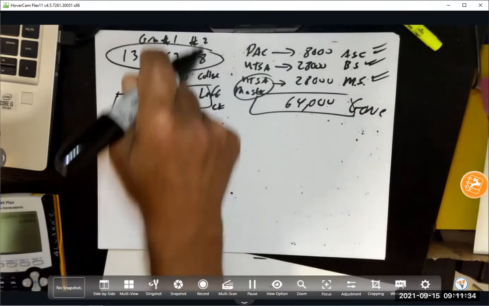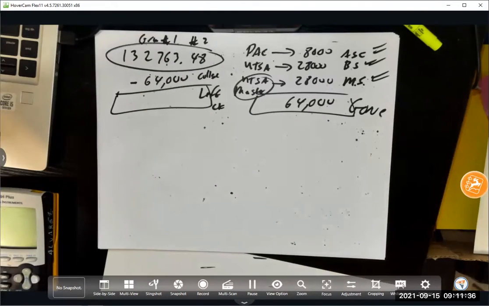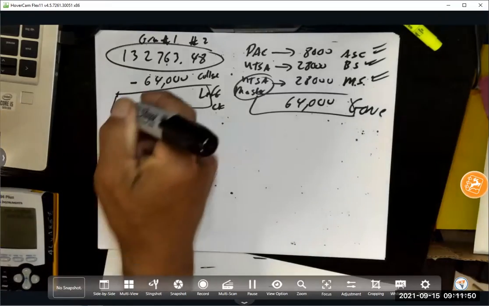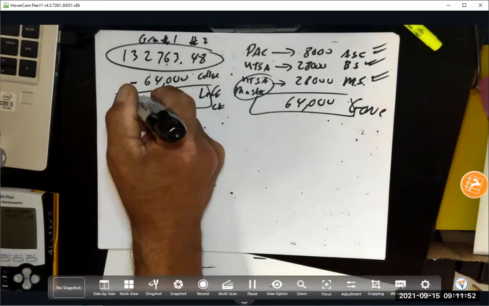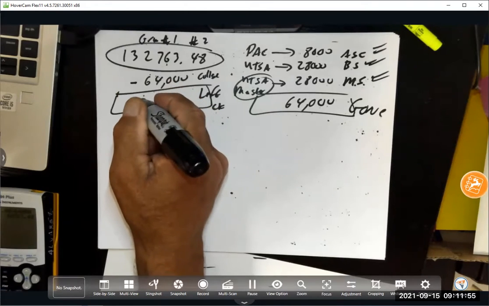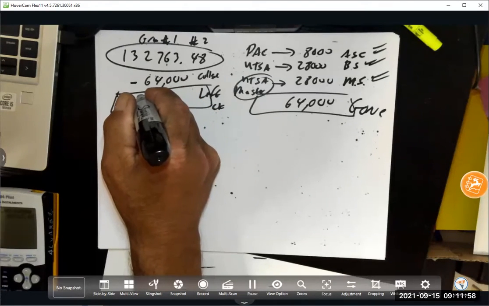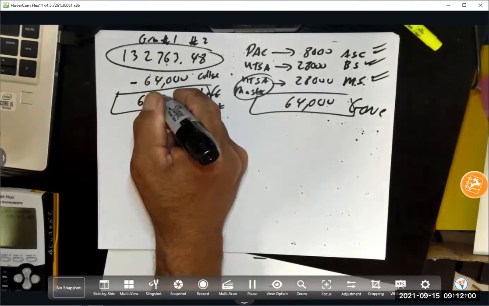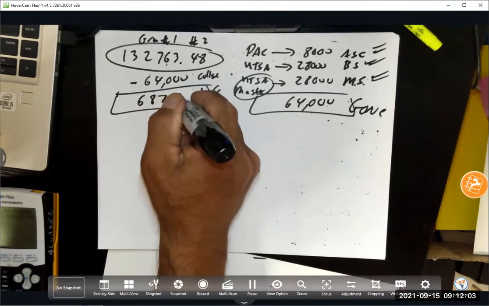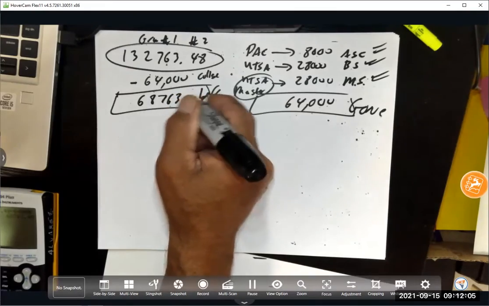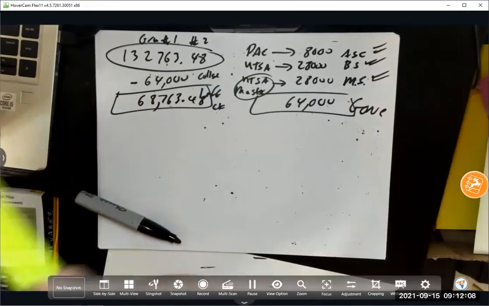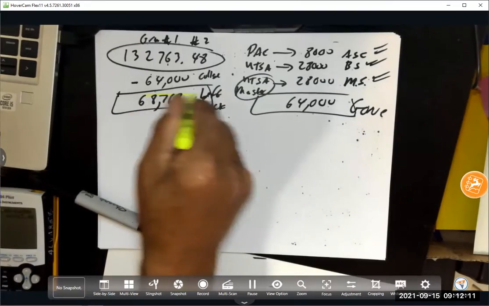How much money is left in this checking account? You do it. What is 132,763.48 take away $64,000 that is gone? How much do I still have in my checking account? If I look at my checking account today, what's it gonna say? It's gonna say 68,763.48. So right now I still have $68,763 in my checking account.